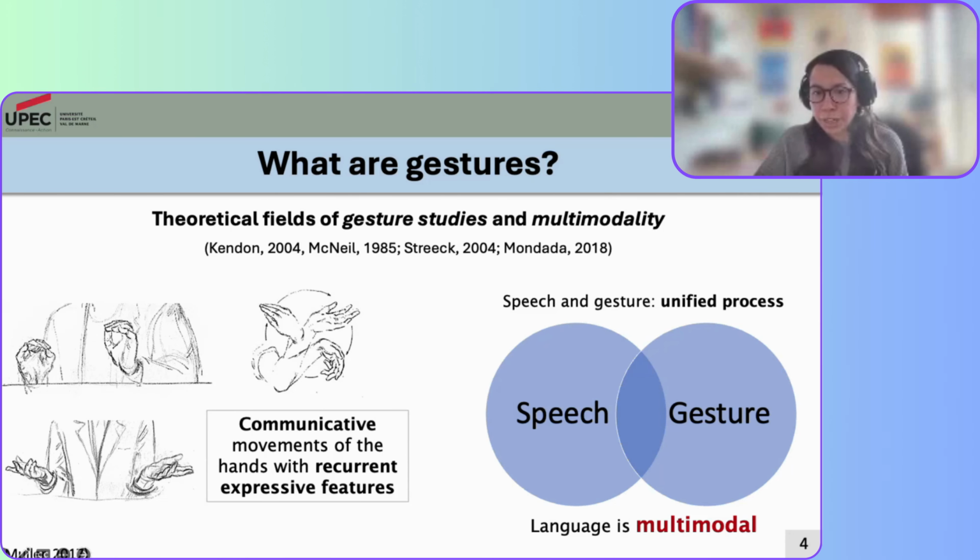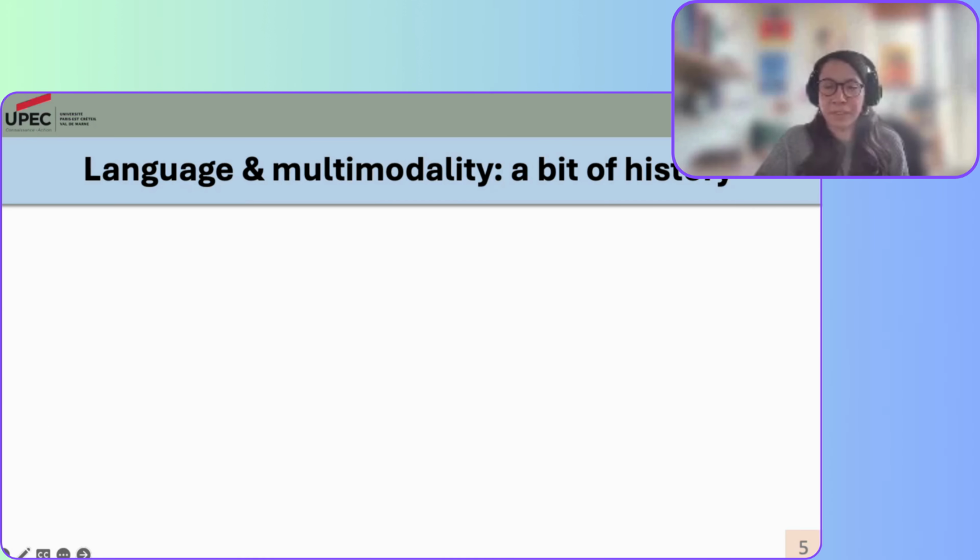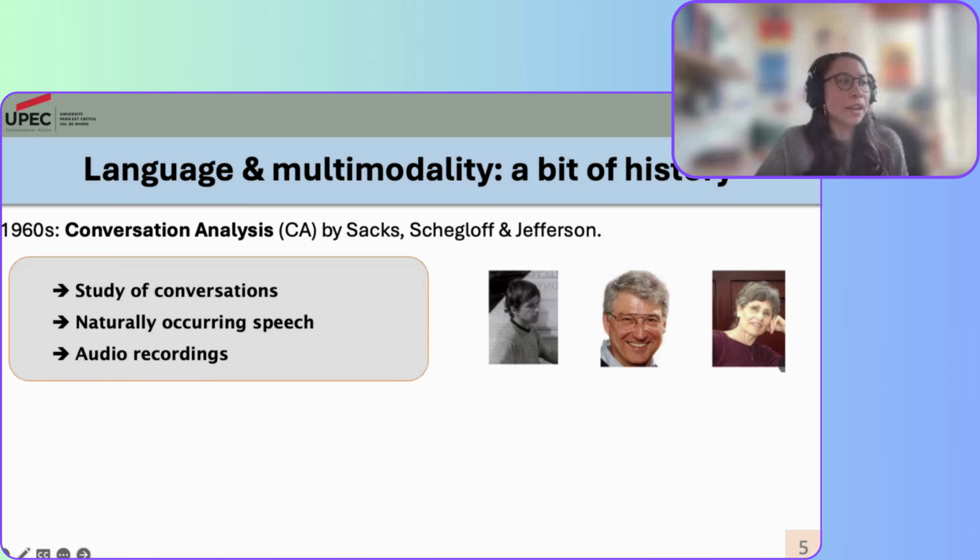Before that, just a bit of history on how we started working on gestures and multimodality. That's a very big simplification, but it's just to give you some context. It actually started out roughly in the 1960s with people interested in conversation. So not experiments, not monologues, but actual real life conversations, naturally occurring speech of people on the phone or in the street talking to each other. And that's conversation analysis, or CA. So that's the first people who started working not on individual speech, but on conversations.